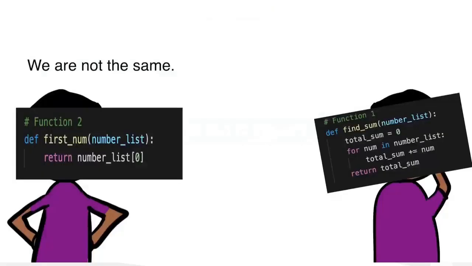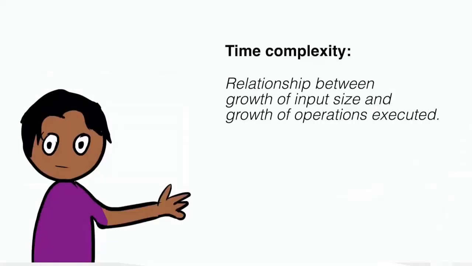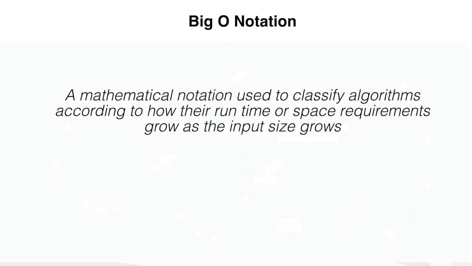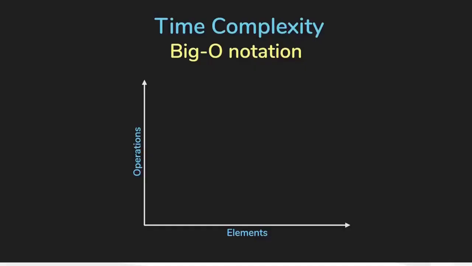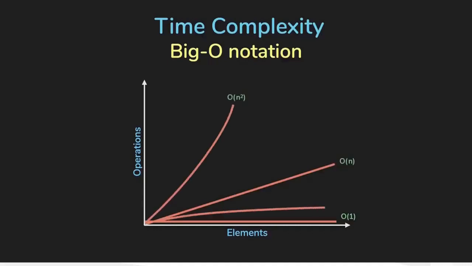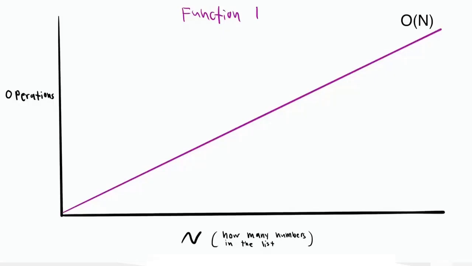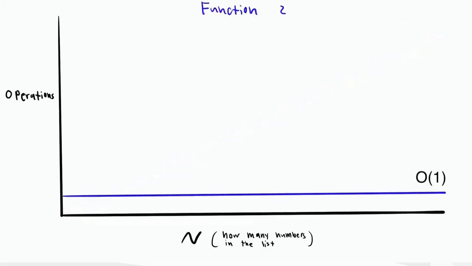Clearly, these two algorithms have a different time complexity, or relationship between growth of input size and growth of operations. We communicate these time complexities using big O notation. Referring to input size as n, common complexities are constant, linear, quadratic, logarithmic, n log n, exponential, and factorial. Our first algorithm runs in O of n, meaning its operations grow in a linear relationship with the input size, which in this case is the amount of numbers in the list. Our second algorithm is not dependent on the input size at all, so it runs in constant time.